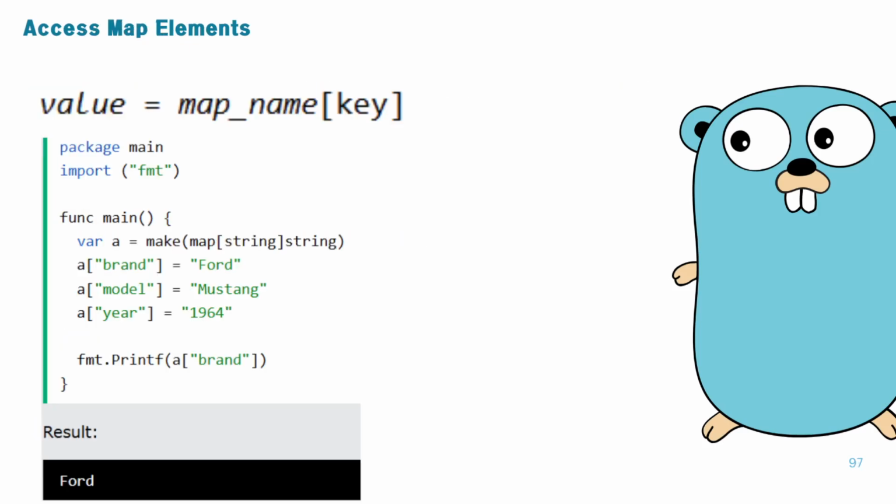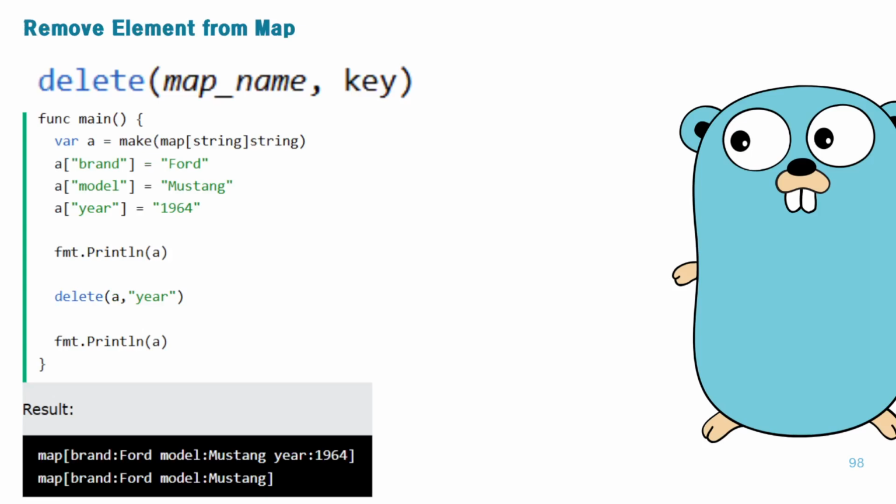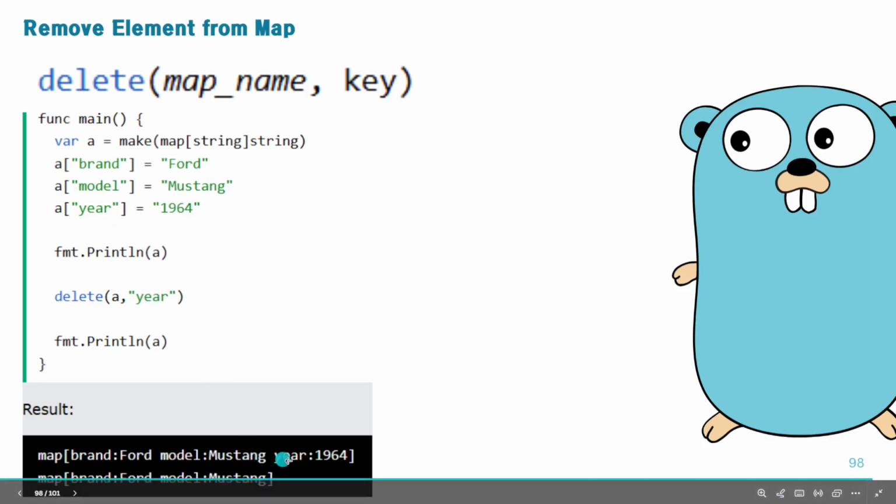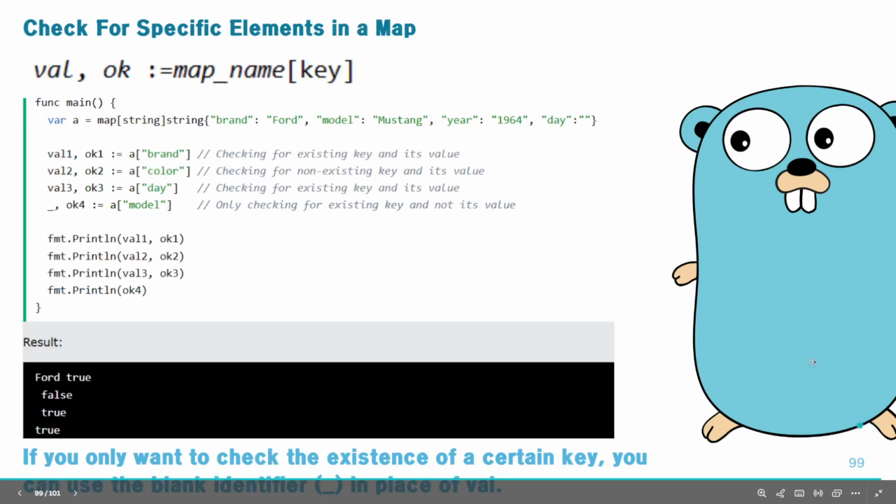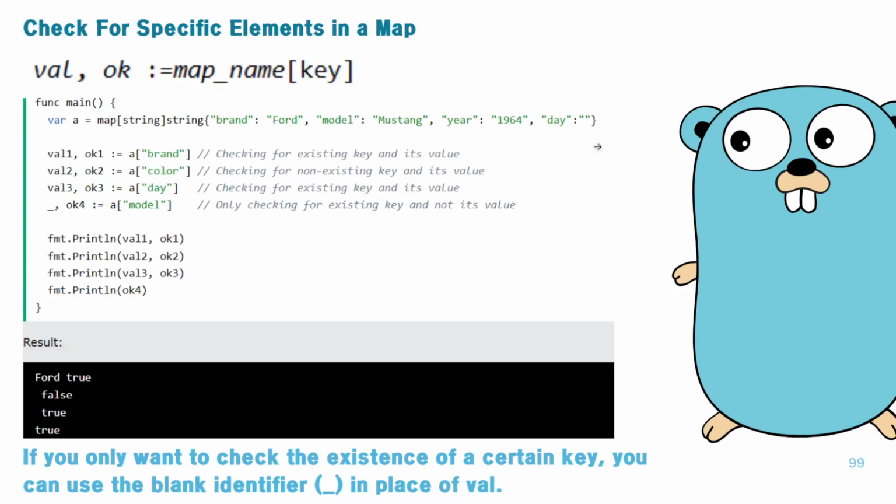How to access a map element? Just like arrays, instead of indexes we put the key in square brackets along with the name of the map. Also, if we want to remove a map element, we write the delete function with the map name and the key that we want to delete. Here, if you see, we have deleted the year key, and after deleting, we can see that there is no year key.